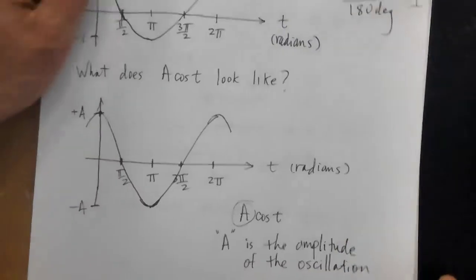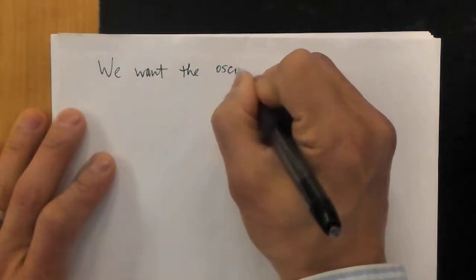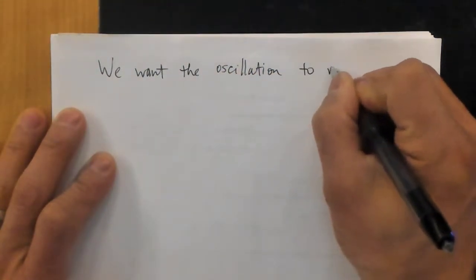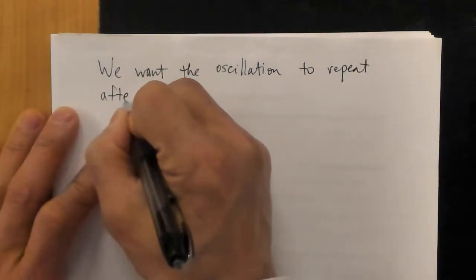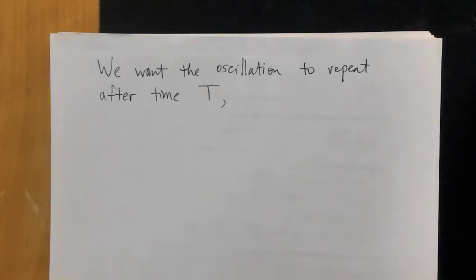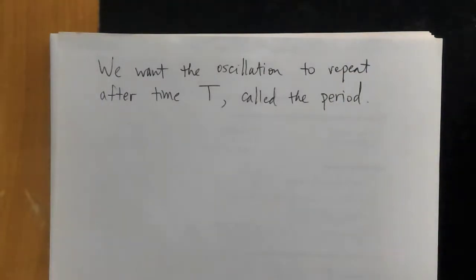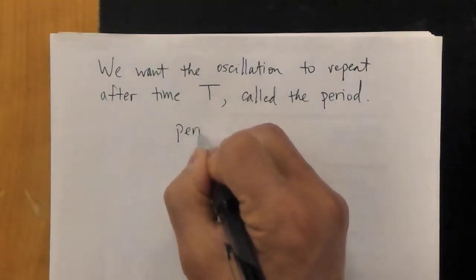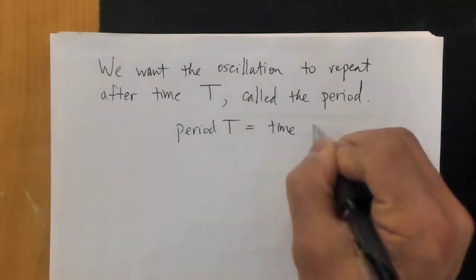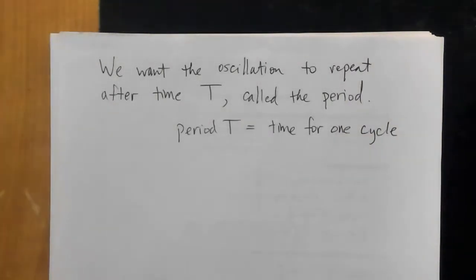Now, suppose we want to do something where we're really talking about an oscillation versus time. So let's say we want the oscillation to repeat after time capital T. And capital T, we've already mentioned this before, is called the period. Okay. So the period T is equal to the time for one cycle, one complete oscillation.